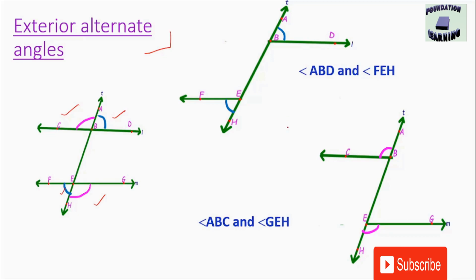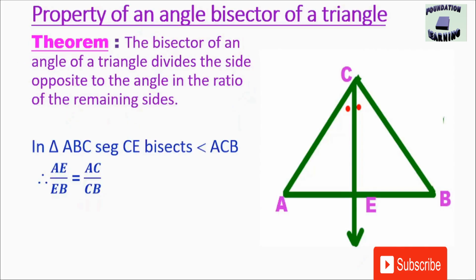So let's see the angles. The first angle is ABD and the other pair is FEH. Remember, it is exterior alternate angles. Then the other one is ABC, here left hand side above, and the other pair is GEH, that is right hand side below the parallel lines. So for exterior alternate angles, you have two pairs.